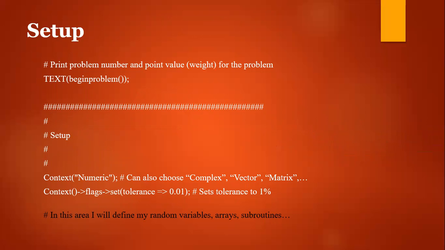An example of a context would be numeric. Numeric contexts are optimal if you're only choosing to use real numbers. There are also other contexts, like complex, which would be only for complex numbers. There are also vector contexts, matrix contexts. So it's probably a good idea to think about which context is appropriate for your question before you start writing it. Just below that, I've also set a tolerance using the context, which is just 1%.